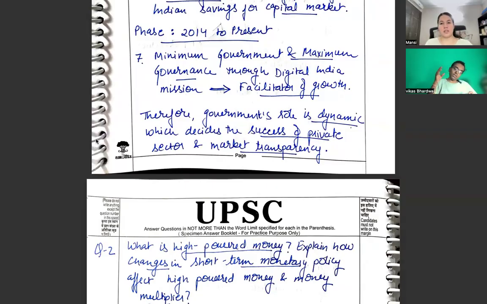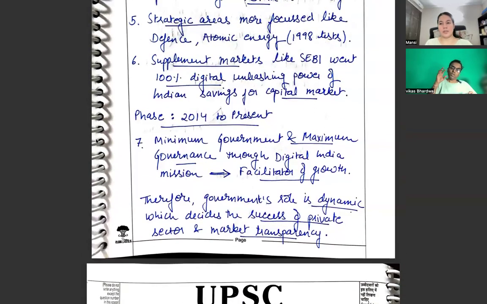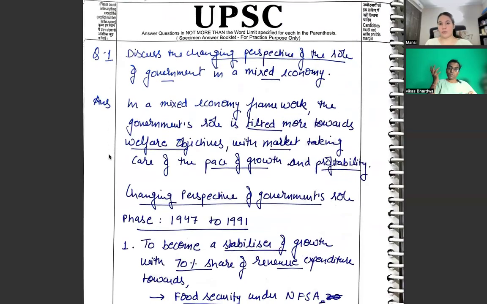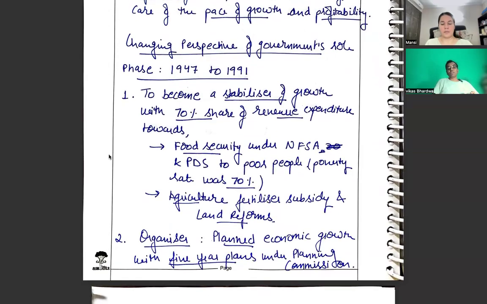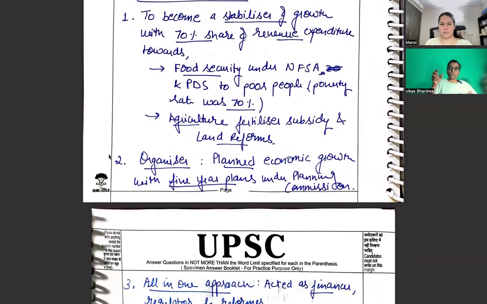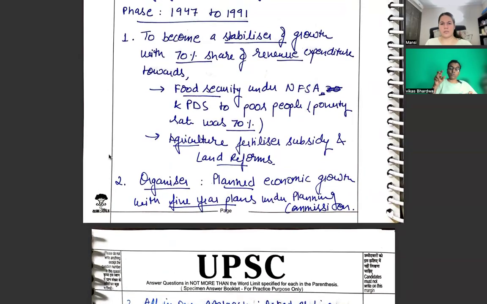Very true, because the question says that, being in a mixed economy, what are the changing perspectives of the role of government? You have very rightly put it up. The fundamental role has been that of a welfare state. That remains the same, but the modus operandi, the tools for making India a welfare state, have changed a bit at times. So I think the first layer is very much visible, and in the first part, like you rightly said, stabilizer with 70% share of revenue expenditure towards food security, and then PSUs, obviously, like the big dam or big steel industry, something big.